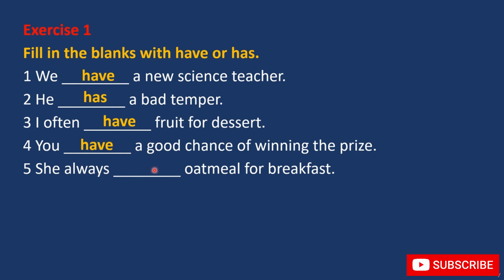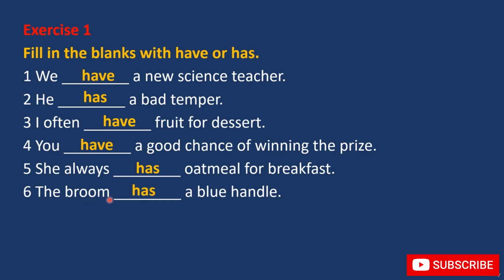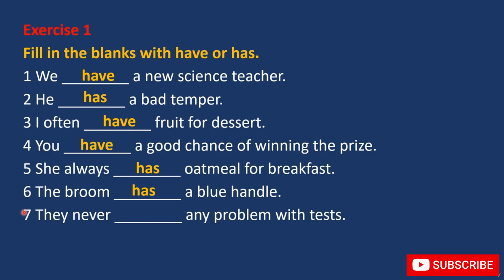She always oatmeal for breakfast. She have or she has. Excellent. She has oatmeal for breakfast. Great. The broom, a blue handle. Broom, this is singular. Has a blue handle. Perfect. They never any problem with tests. They never have or they never has. They never have. Perfect.